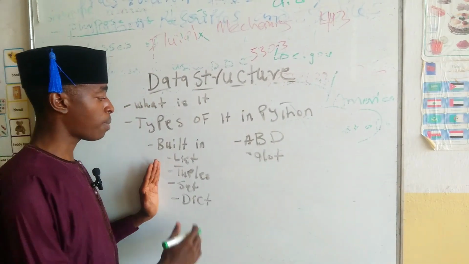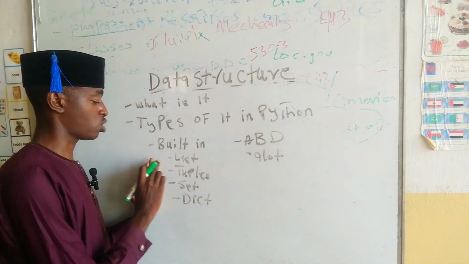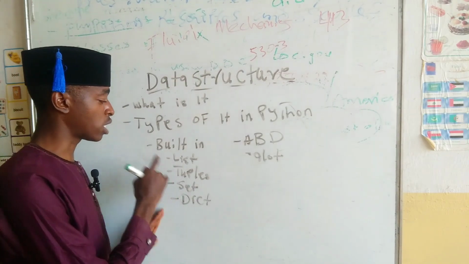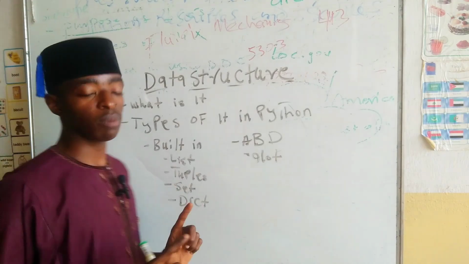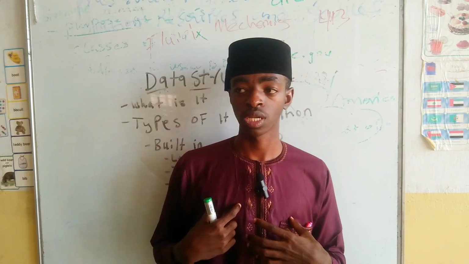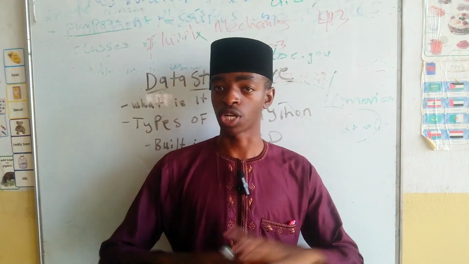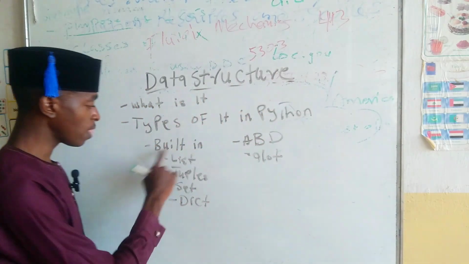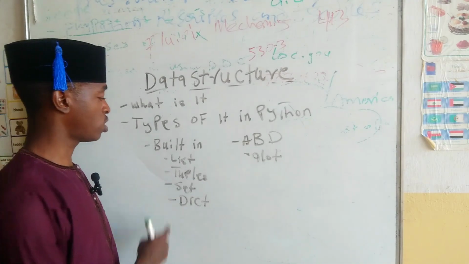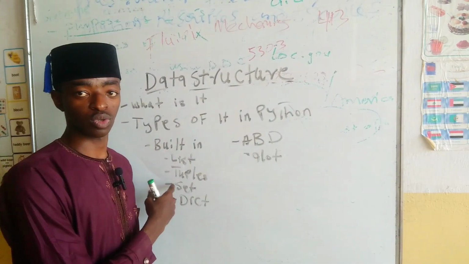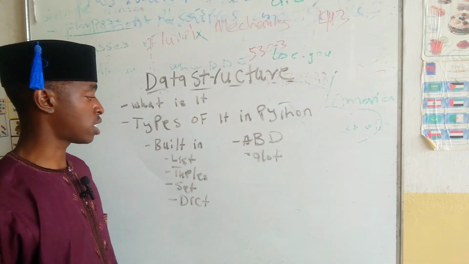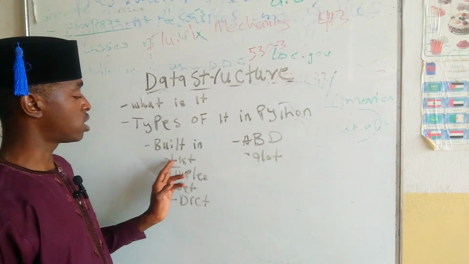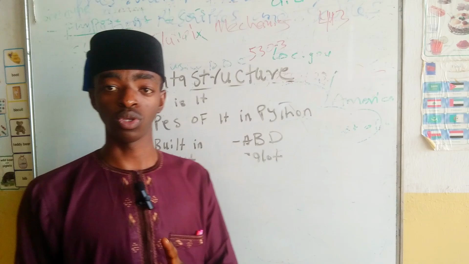But Python comes with list, tuple, set, and dictionary. These are the data structures that Python comes with. Whenever a programming language comes with something from the creator of that programming language, we call it built-in. So these are the built-in data structures of Python. We have list, tuple, set, and dictionary. Now let's look at the list and understand how it works.